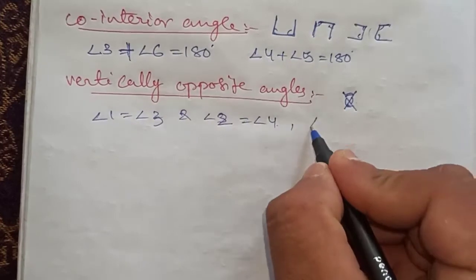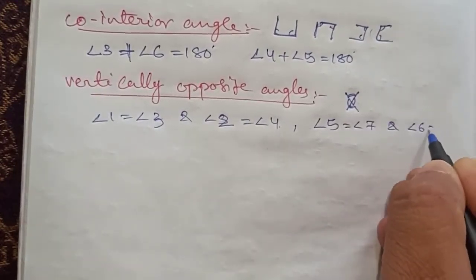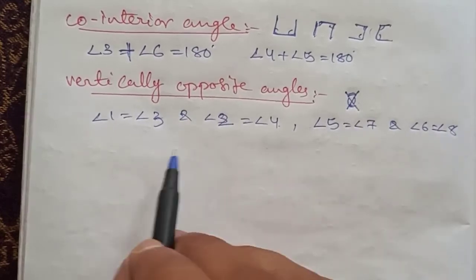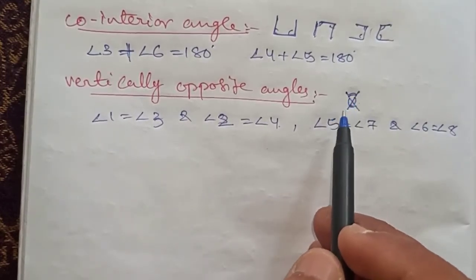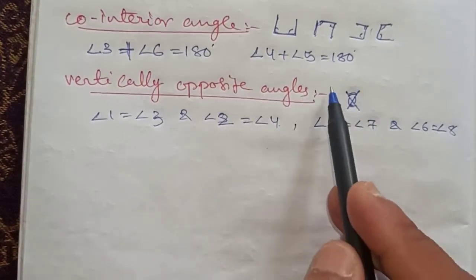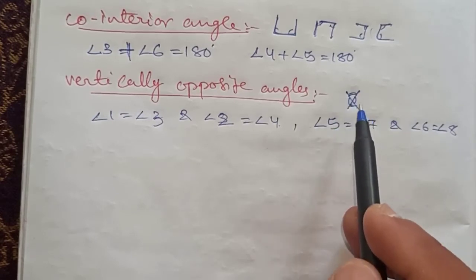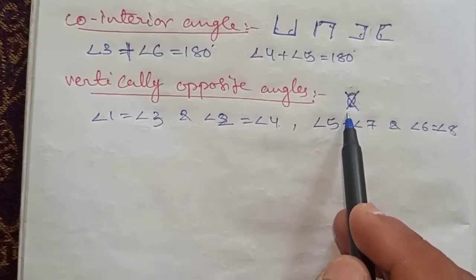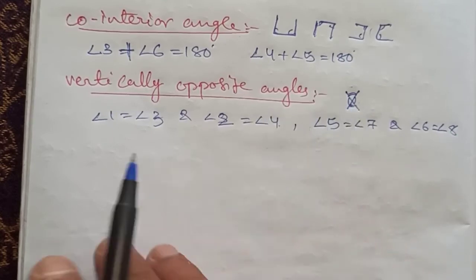Two more pairs of angles are there. Angle 5 equals angle 7 and angle 6 equals angle 8. These are vertically opposite angles. These are lying inside the X shape. So whenever you see any X shape, you can directly write these two angles are equal, these two angles are equal. So these are vertically opposite angles.